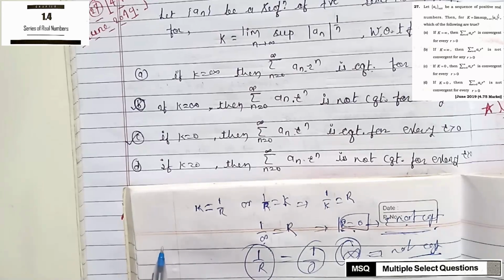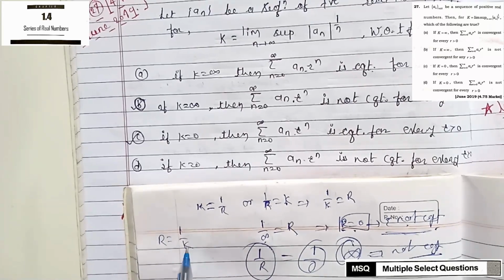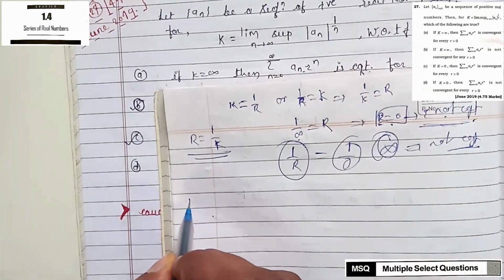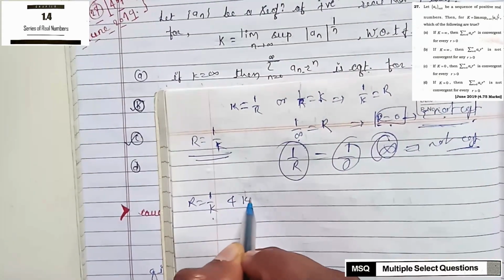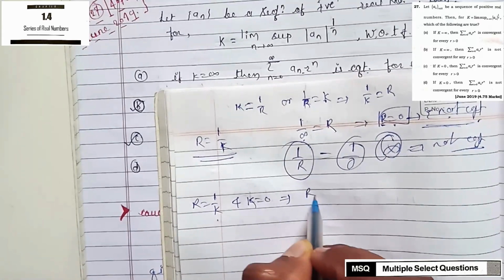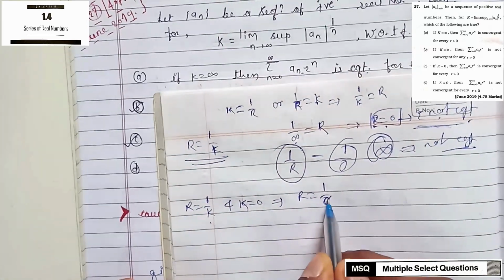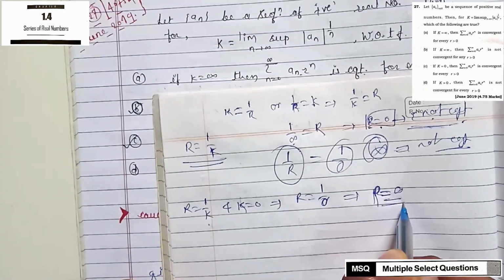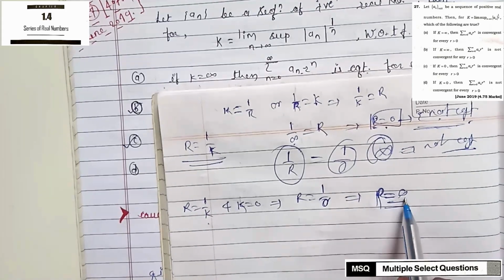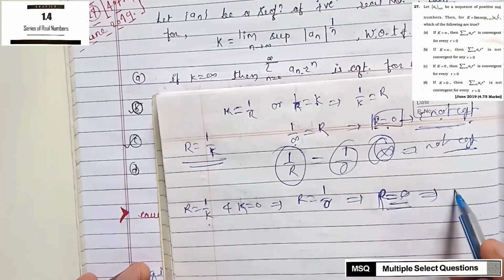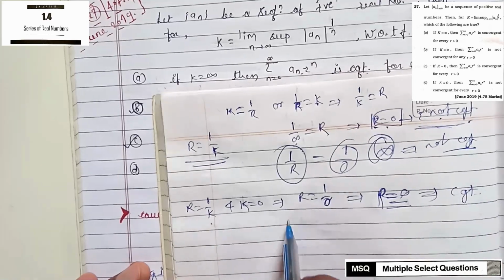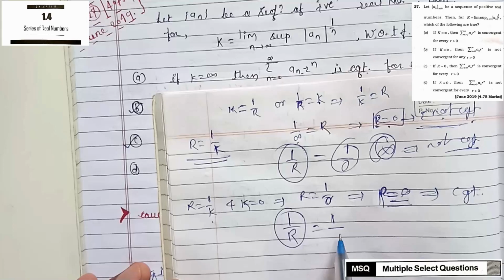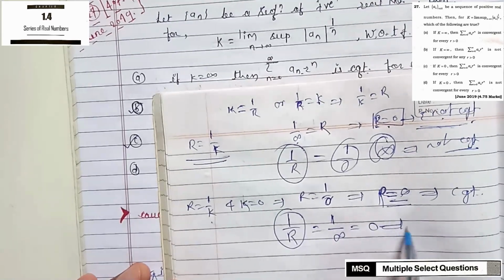If I take r equal to 1 upon k, and k is 0, then r is equal to 1 upon 0, which is infinity. If we get r as infinity, then we say that the series is convergent. For r equal to infinity, the series is convergent. How is it convergent? We know 1 upon r is defined by Hadamard's formula, so 1 upon infinity is 0. Then the series is convergent.